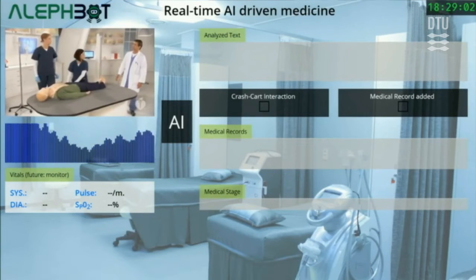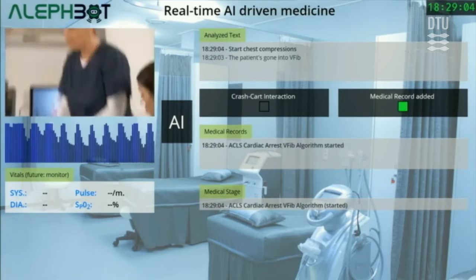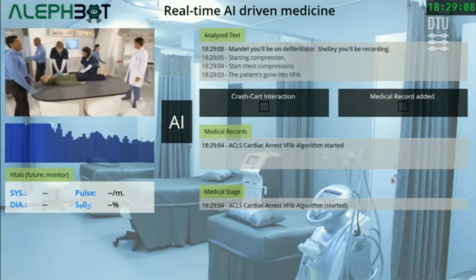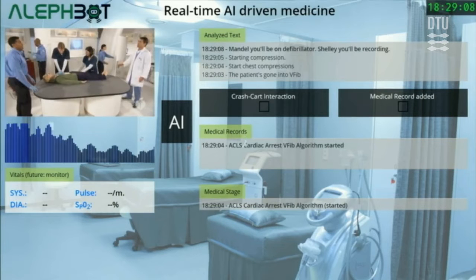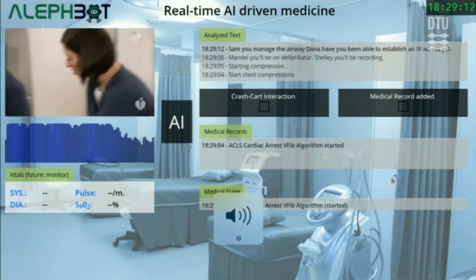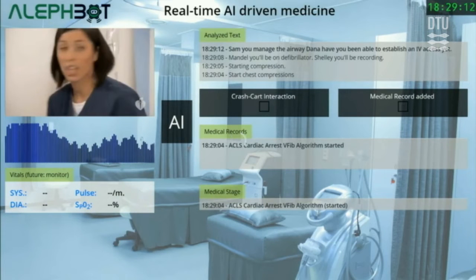The patient's gone into VFib. Start chest compressions. Starting compressions. Mandel, you'll be on defibrillator. Shelley, you'll be recording. Recording. Sam, you'll manage the airway. Dana, have you been able to establish an IV access yet?